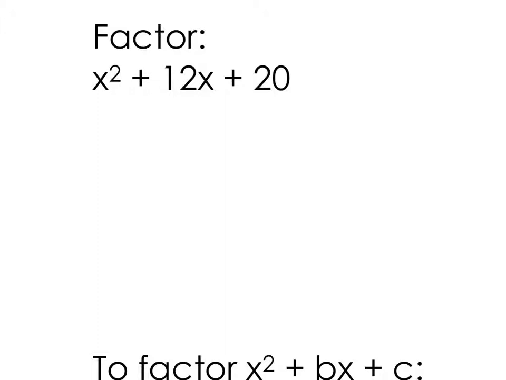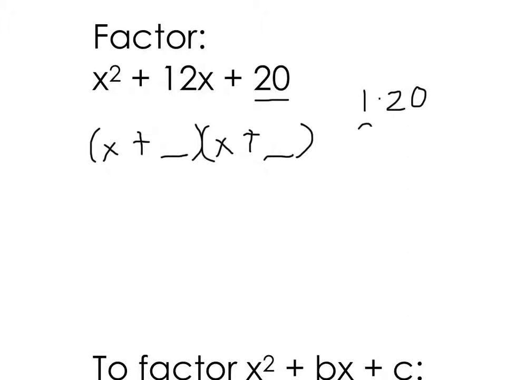Let's factor this problem. So we have x and x. That will give us x squared. We need to put numbers here and here that multiply together and give us 20. It could be 1 times 20. It could be 2 times 10. It could be 4 times 5.